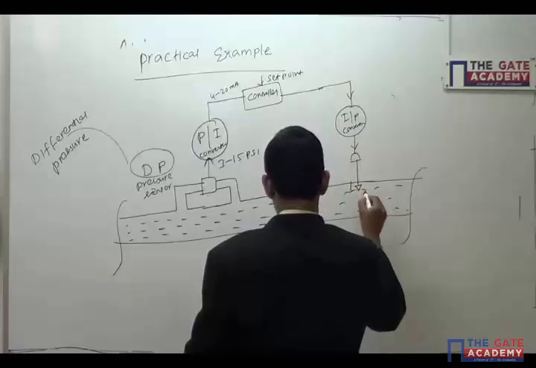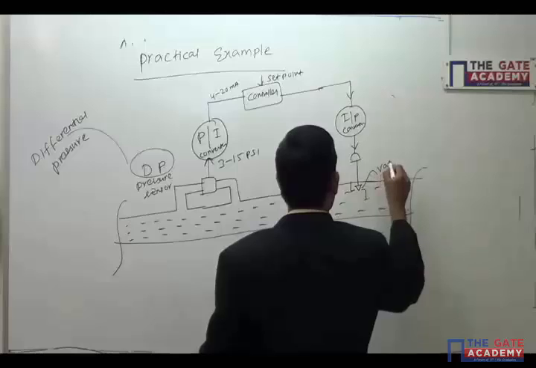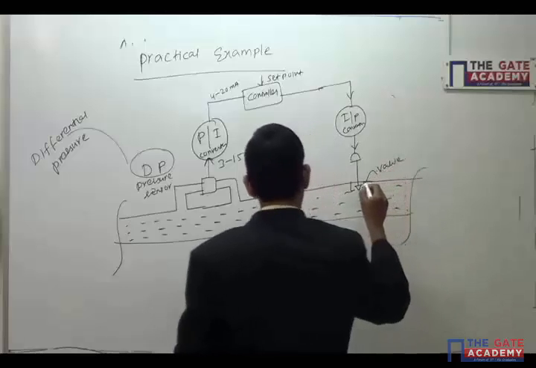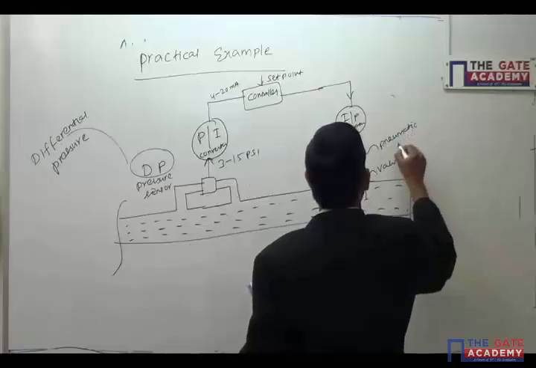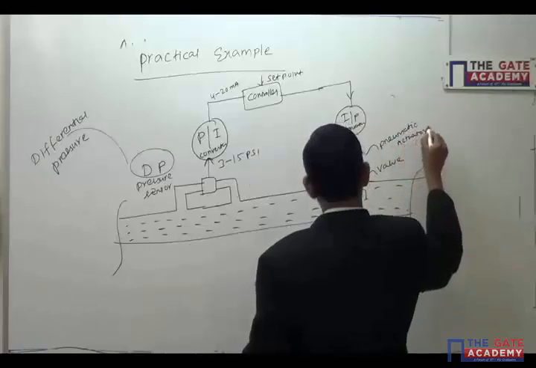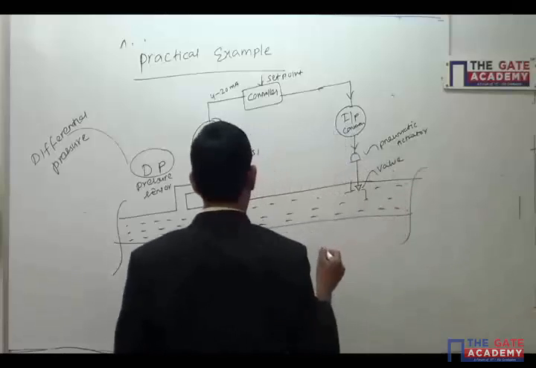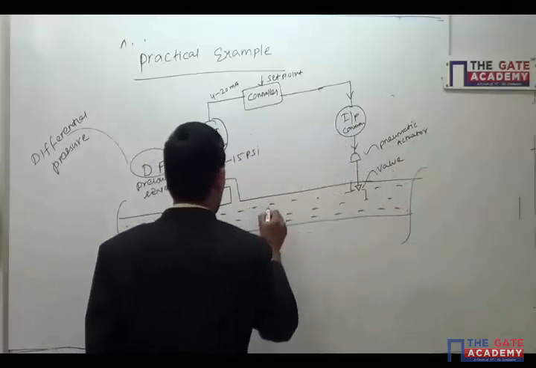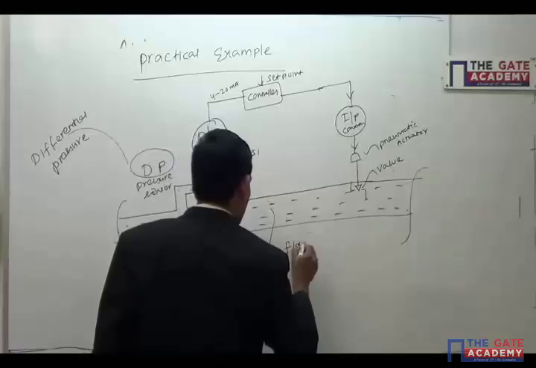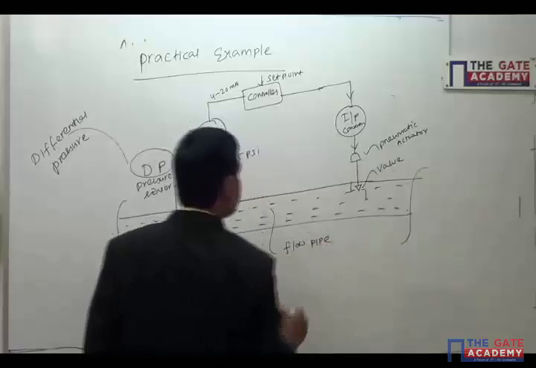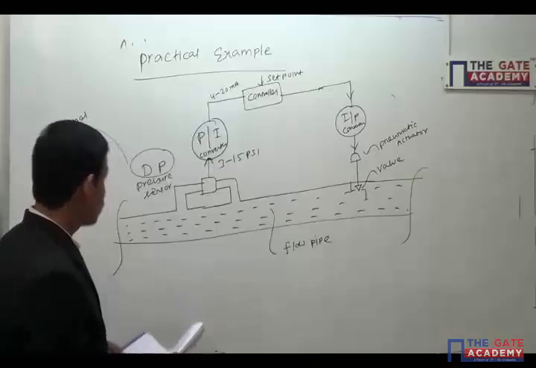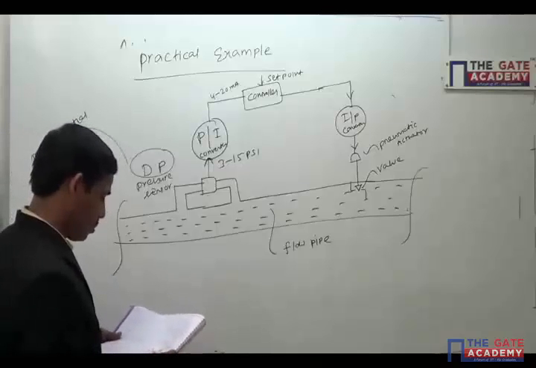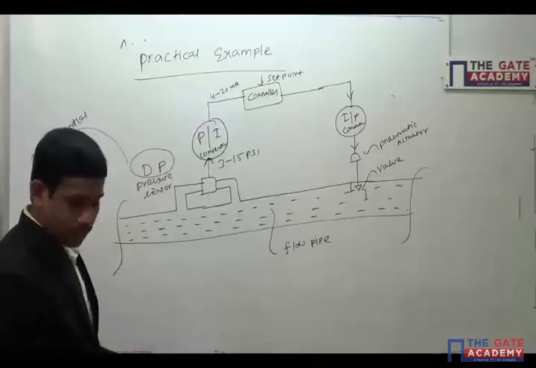This is a valve. This is a pneumatic actuator. This is a flow pipe. This is what? Fine.